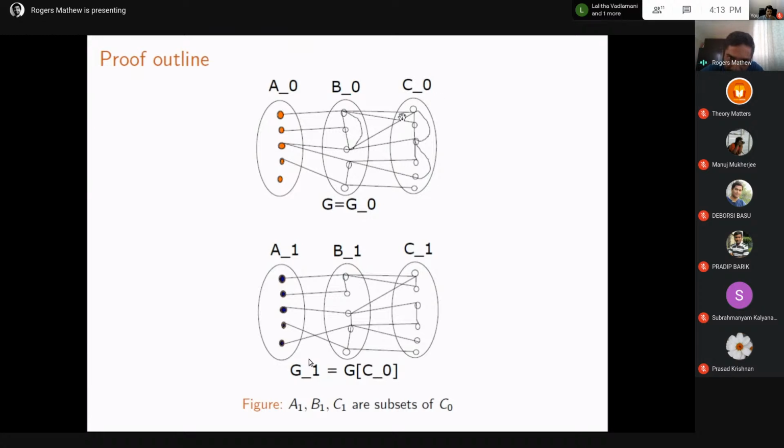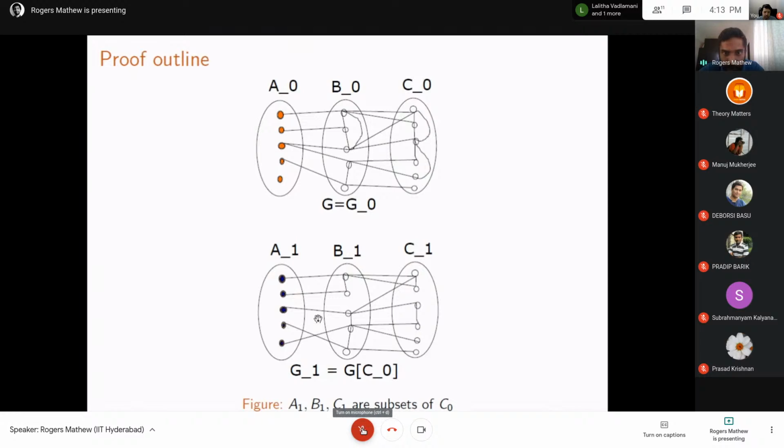I'm only looking at this graph. My picture may not really illustrate that, but I'm only looking at this graph in the bottom picture. And that graph I'm again partitioning into 3 pieces. So you can think of this C0 being partitioned into A1, B1, C1 further, right?